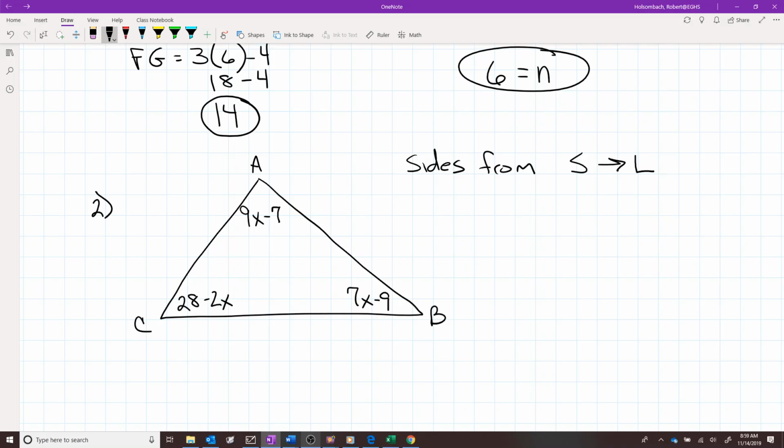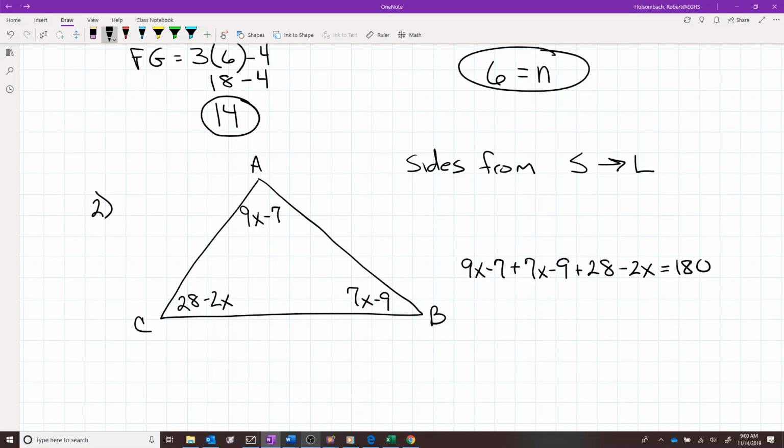In order to list the sides, you need the angle measures. In order to get the angle measures, you need to find the value of x. You've got 3 angles in this triangle. The 3 angles added together, your 9x minus 7 plus 7x minus 9 plus 28 minus 2x, all have to equal 180.